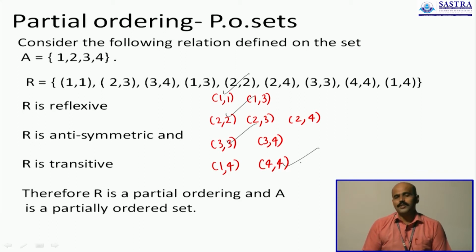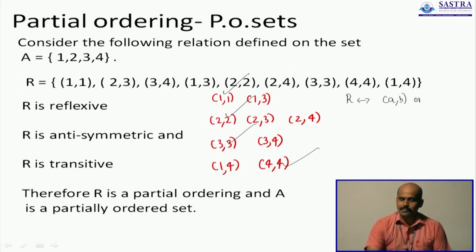Further, it is also antisymmetric because for any 2 distinct elements we find only one of the 2 pairs present here. You can recall from the classes on relations that a relation R is called antisymmetric if for any 2 distinct elements we have either A, B or B, A, but never both. You cannot have both A, B and B, A in the relation as long as A and B are distinct.